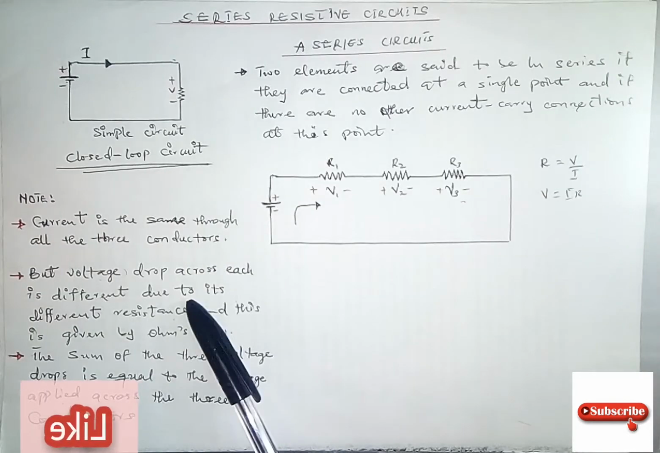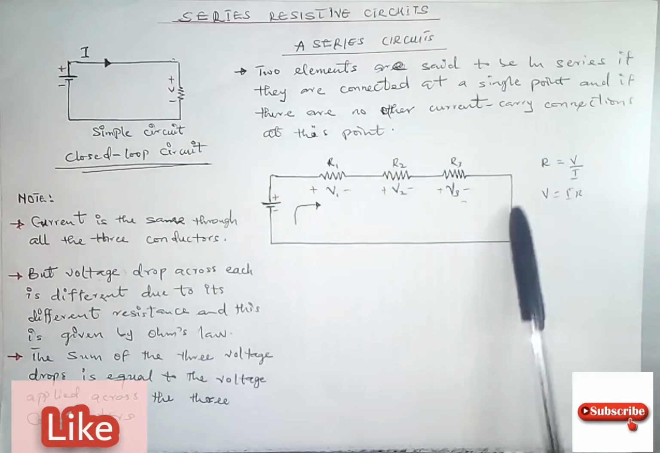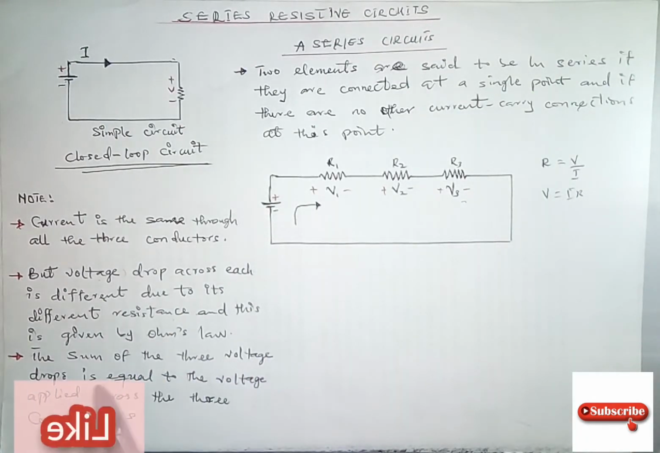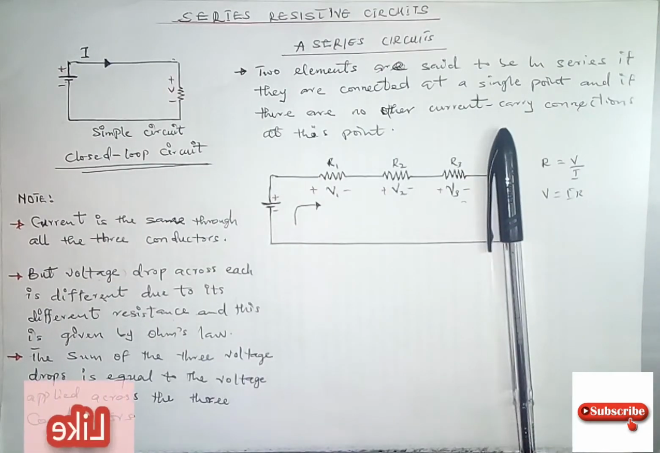So that is what we mean, and this is due to the difference in resistance, and is given by Ohm's law according to what we have here. The last but not the least is that the sum of the three voltage drops is equal to the voltage applied across the three conductors. I think this has been taken care of in our Kirchhoff's voltage law topic.